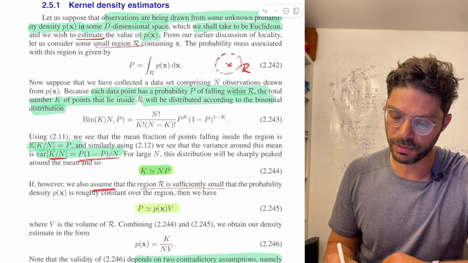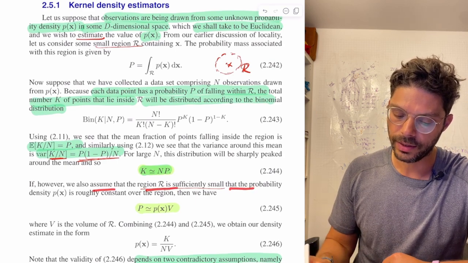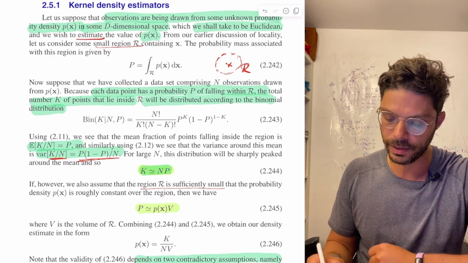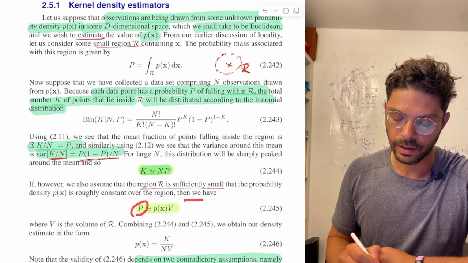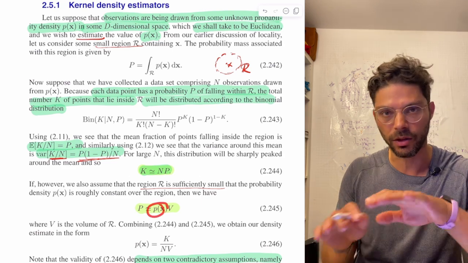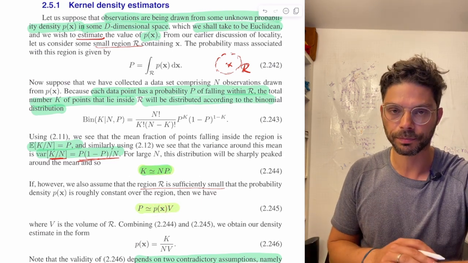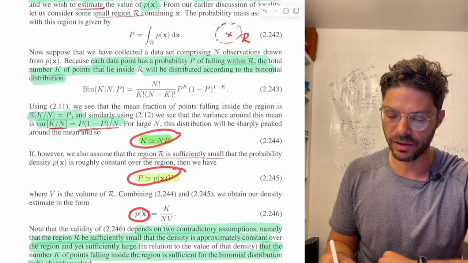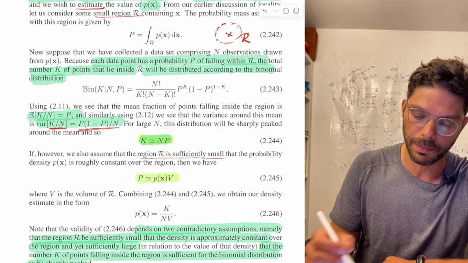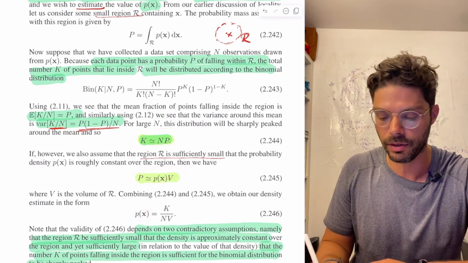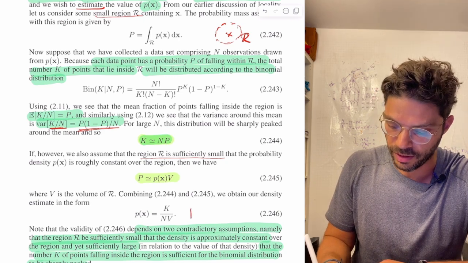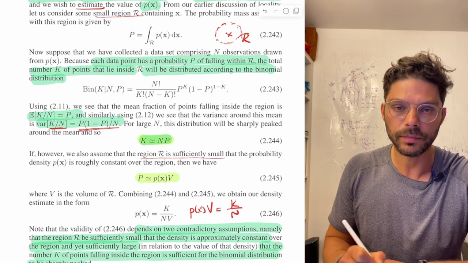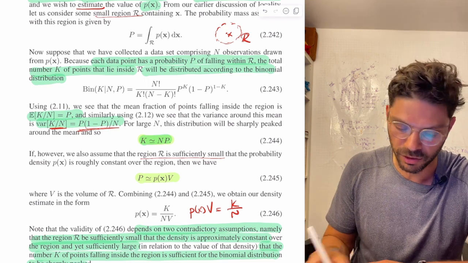If, however, we also assume that the region R is sufficiently small that the probability density is roughly constant over the region, so this should get you thinking this is kind of like a histogram basically, then p is approximately equal to its value, which is constant, times the volume of the region. Right? And then we just put these two things together and we end up with p(x) is k over n times V. And this should be exactly reminiscent of what we discussed in the last video about histograms. So this is just another way of writing p(x) times V is equal to k over n.